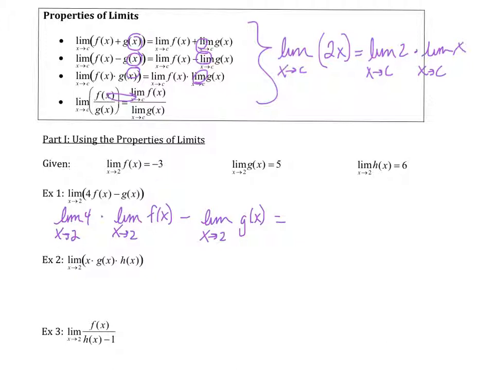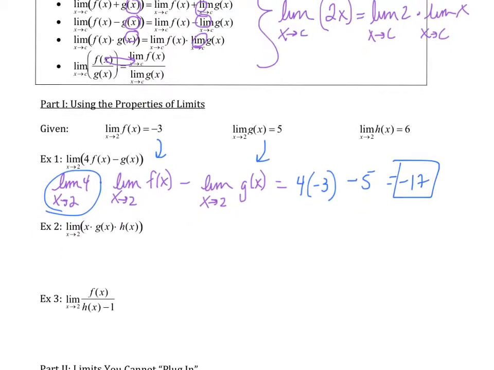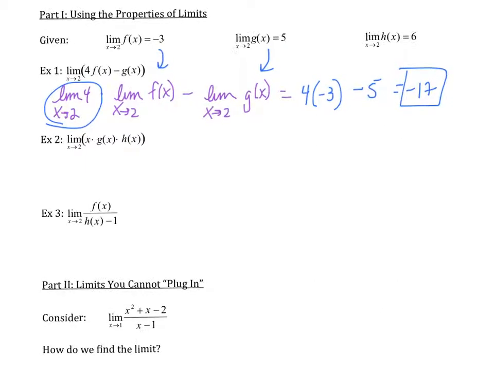Now we learned the other day that when you take the limit of a constant, regardless of what x value it is approaching, the value is always the same. So the limit of 4 as x approaches any number is always equal to 4. I can then go ahead and plug in the other two limit values that were given to me in the beginning of the problem, plug in -3 and 5, and I get that the overall value of the expression is equal to -17. Even without knowing what the functions f and g are, we are still able to evaluate the limits because of the information that was given to us.